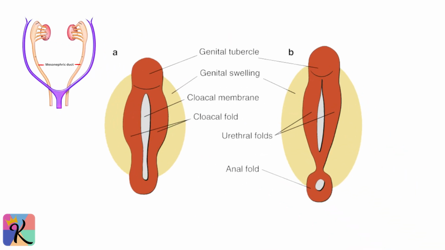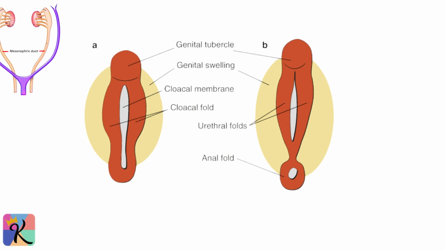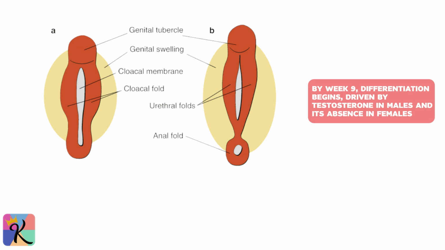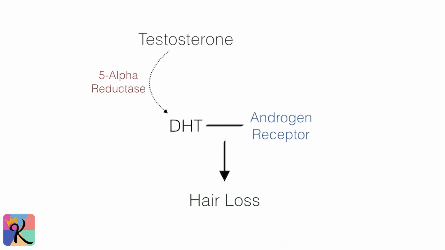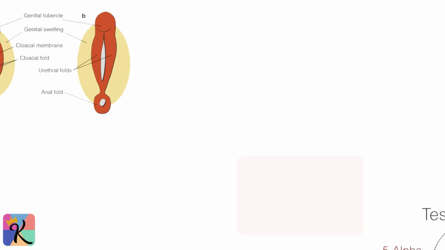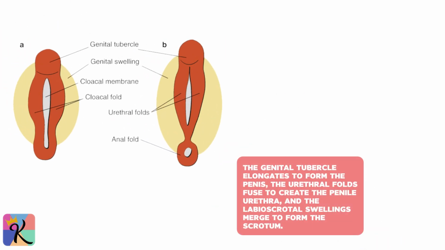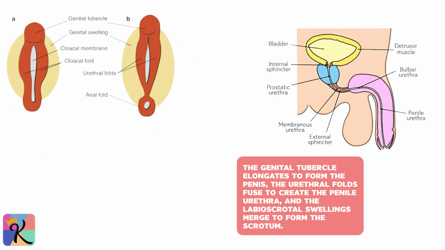The external genitalia initially share the same structures: a genital tubercle, urethral folds, and labioscrotal swellings. By week 9, differentiation begins, driven by testosterone in males and its absence in females. DHT, a potent form of testosterone, guides the transformation of these structures. The genital tubercle elongates to form the penis, the urethral folds fuse to create the penile urethra, and the labioscrotal swellings merge to form the scrotum.